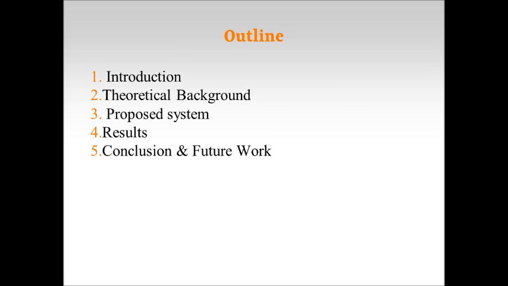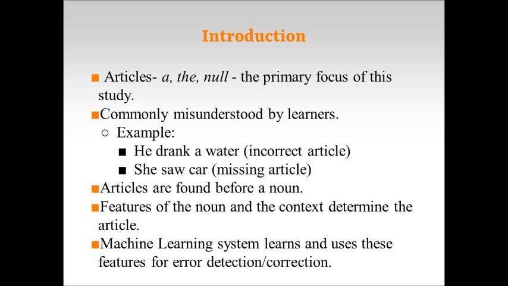As an overall structure, we would first look at a basic introduction to what our problem and what our solution looks like, and a bit of a theoretical background of the articles and the system we've proposed. Later, we'll discuss the results we encountered, and then at the end we talk about our future work. As we spoke earlier, the focus of this paper is on the articles a, the, and null. These are fundamental elements of the English language. They are found before a noun, which is they qualify a noun. And these are most commonly misunderstood by learners.